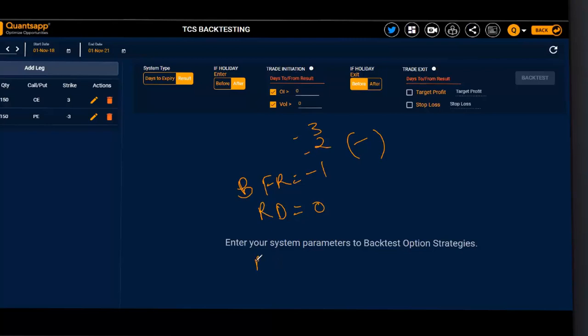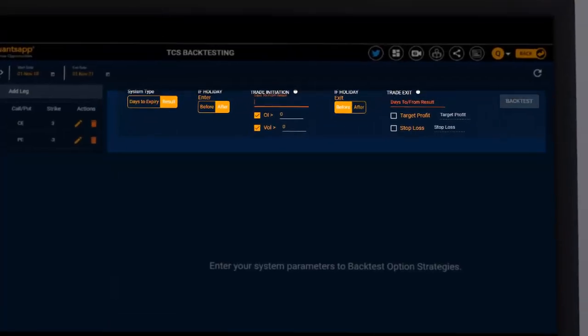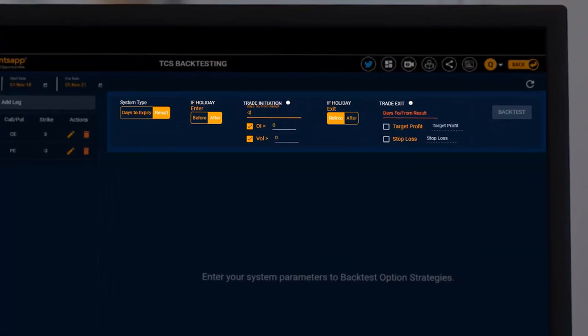If I'm entering days after the result, I need to give inputs as positive. Let's say I'm entering 1 day after the result, I'll type +1. 2 days after the result, I am typing +2. Same will be applicable for exit as well. So let's take an example. We have created a strangle and I want to enter this strangle 1 day before the result every time, and I will exit this strangle 3 days after the result.